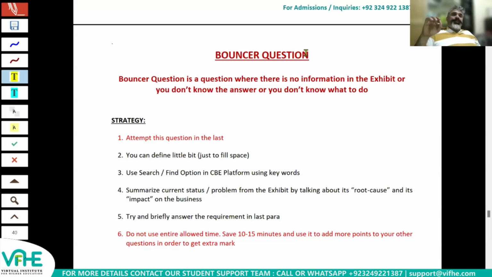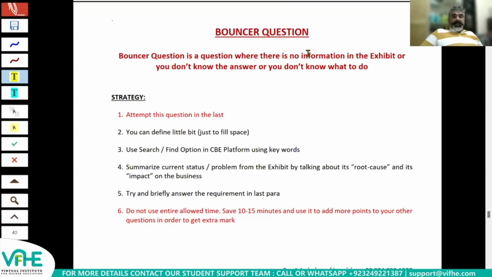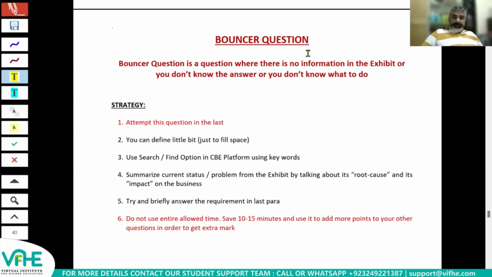Normally, there is at least one bouncer question. It could be more, but at least one is always there, because the examiner deliberately wants to test your stress management skills and see how you manage under certain conditions. So a bouncer question is a question where there is no information, or you don't know how to answer or what to do.